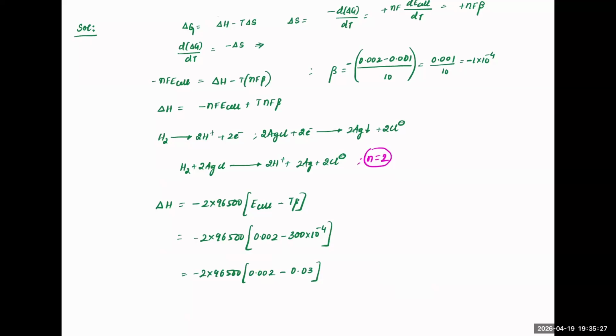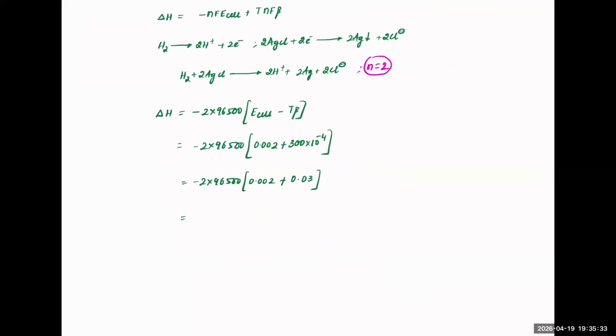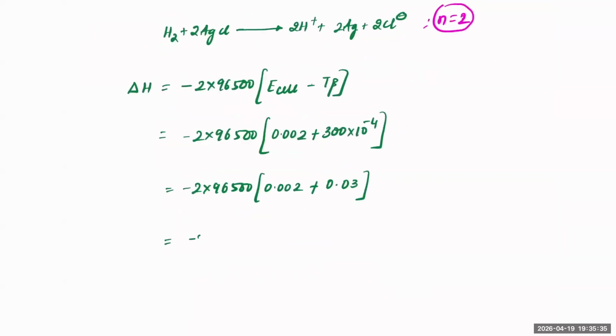So beta is negative here. So minus minus will become plus. So here it will become plus. So that is equal to minus 2 times of 96500 into 0.02 plus 0.03. So which makes it 0.32. Now, this is the value I'll get, 0.32.